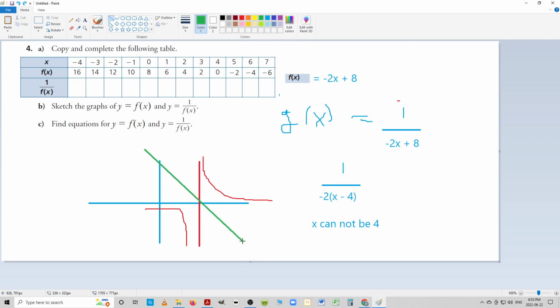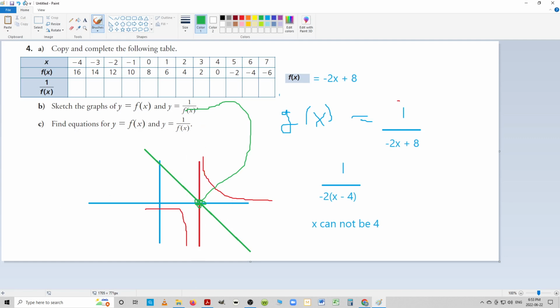And by the way, its x-intercept happens to be the same as the vertical asymptote, and that's because when x was 4 here, y was 0, but y ended up on the bottom, so it became an asymptote.